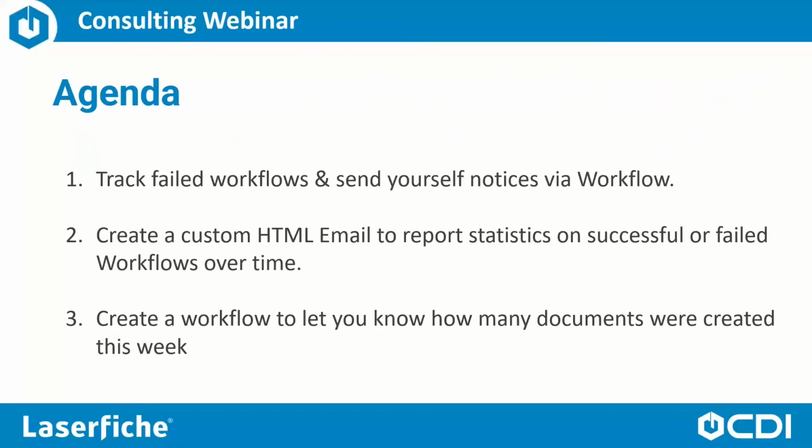So our agenda here today is to take a look at tracking failed workflows and or success workflows. We can set that up either way. And we can send notices by a workflow to notify yourselves of any of those issues. We'll also take a look at how we might create a custom HTML email to report statistics on successful or failed workflows over a certain period of time. And thirdly, we'll create a workflow to let you know how many documents were created this week. Again, using an HTML email format. So we're going to learn about how we do some custom email formatting that you might not have ever seen before.